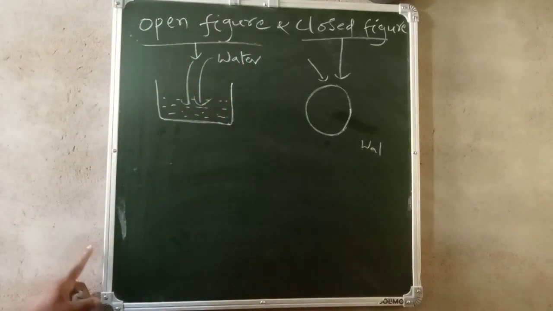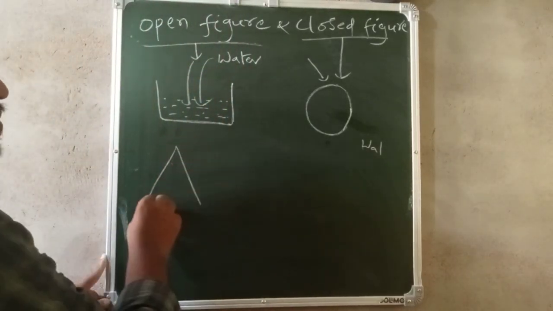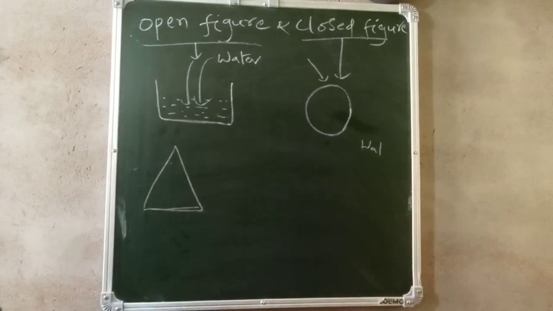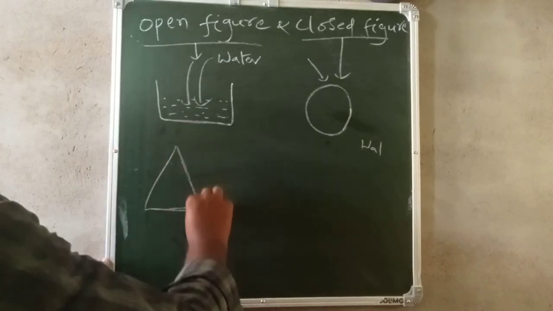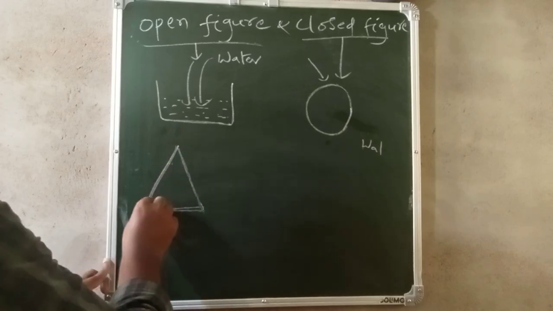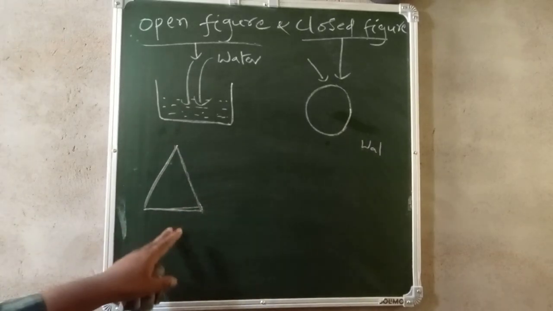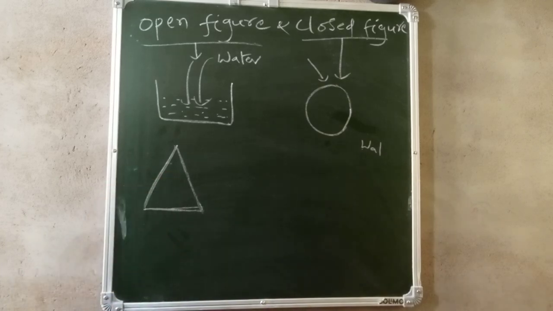Okay. So, triangle. A triangle is also a closed figure. There are no openings. This side is completely closed, this side also completely closed. So it is an example for the closed figure.